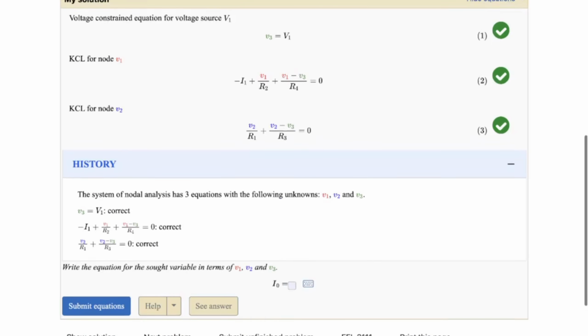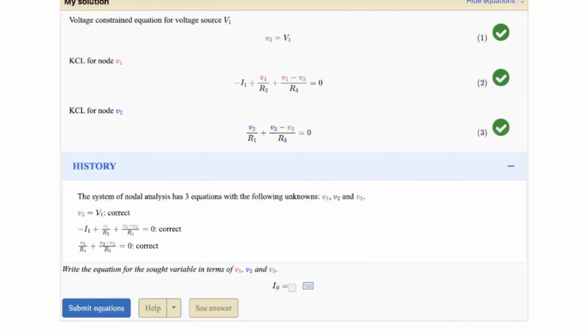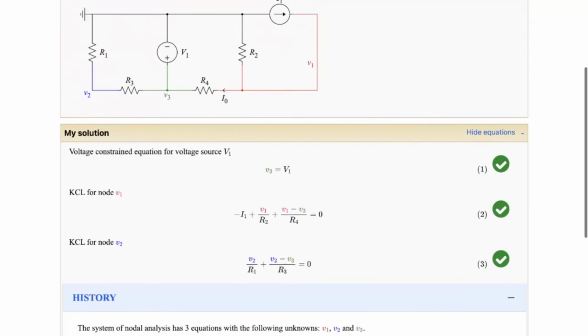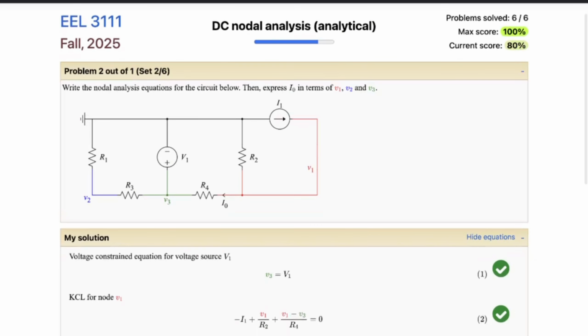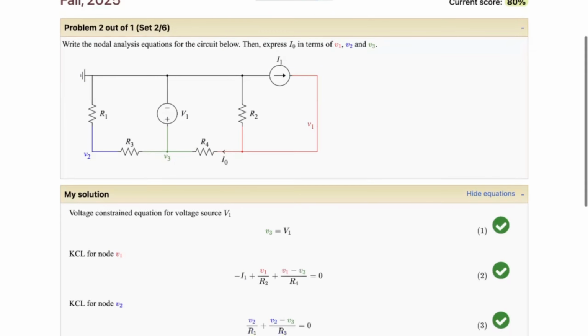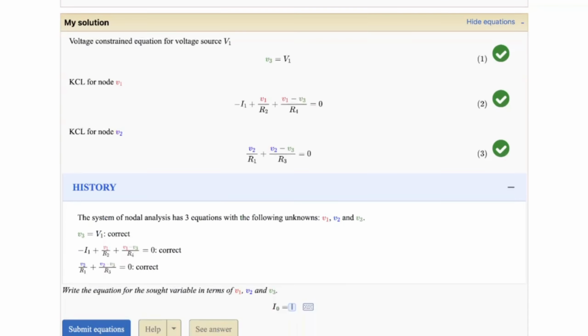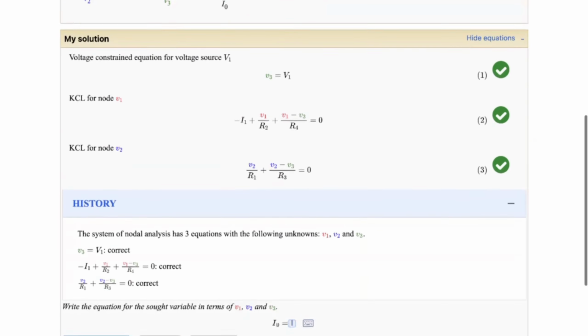Looks good. Now we need to solve symbolically for the variable I naught. The variable is at the bottom here. It's going across R4 from right to left. And to find the current going across that resistor, it's going to be voltage divided by resistance. The voltage is going to be, since it's going from right to left, V1 minus V3, and the resistance is R4. So we're going to get V1 minus V3 over R4.